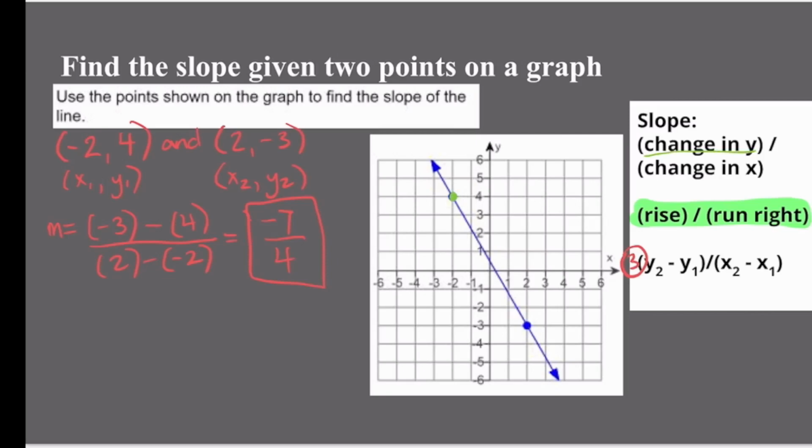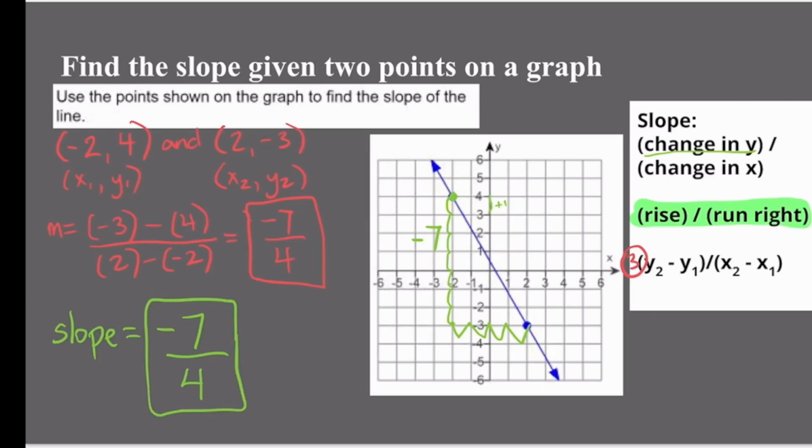And we could count 1, 2, 3, 4, 5, 6. The slope, the change in the y values, goes down 7 boxes. Each box is only one value, so that's -7. If we go to the right, 1, 2, 3, 4, it's going to the right 4 spaces. So your slope is -7 over 4, using either your rise over run, visual for the graph, or your formula.